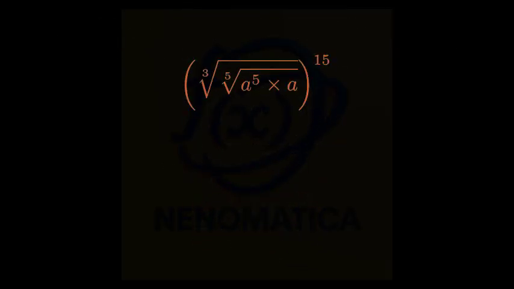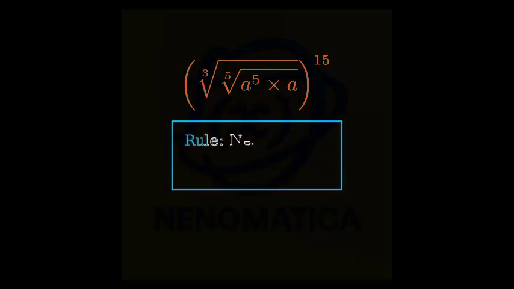Here is the expression. We have, open parenthesis, the cube root of the 5th root of a to the 5th times a, close parenthesis, all raised to the 15th power. First, we will fuse the cube root and 5th root into a single root by multiplying their indices. The rule is the rth root of the sth root of x equals the rsth root of x. We multiply the indices 3 and 5 to get 15.